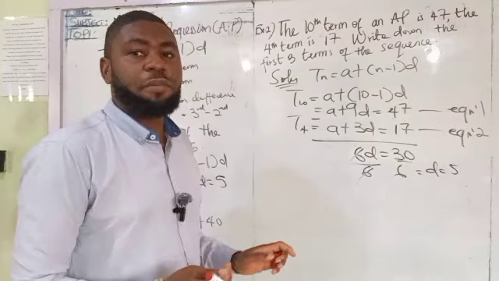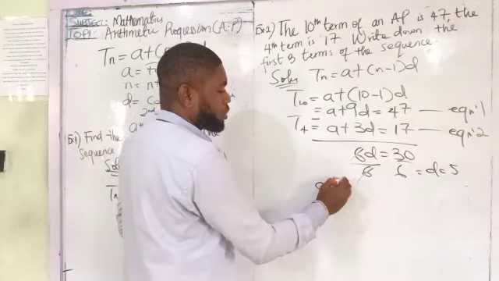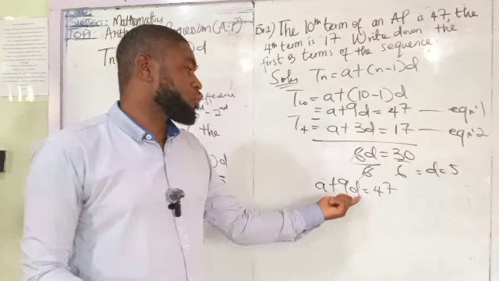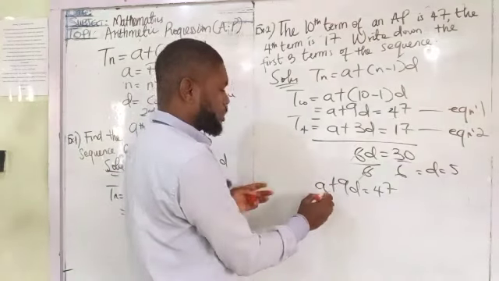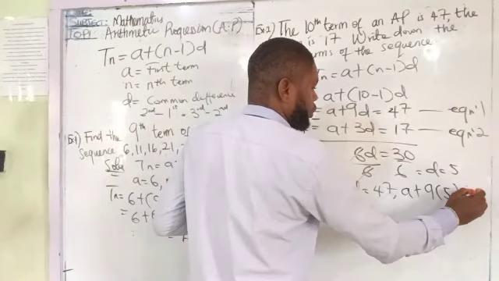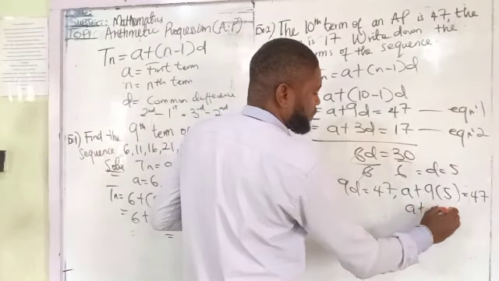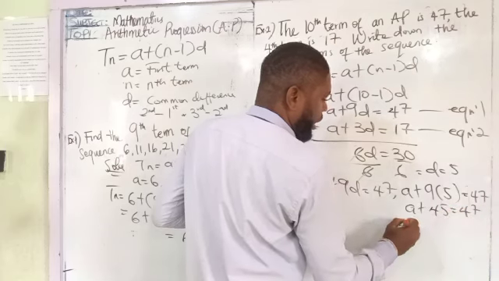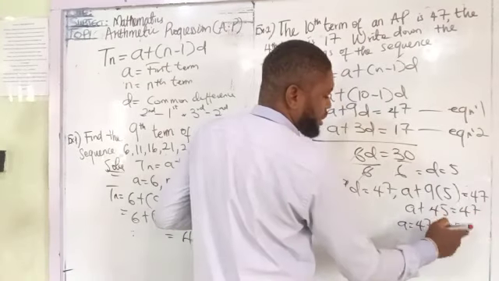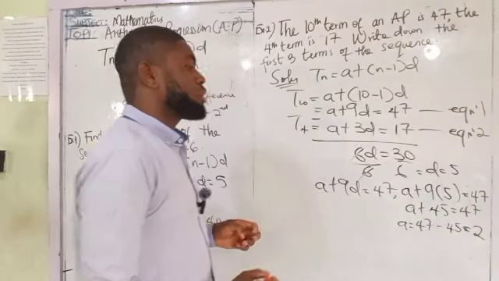The next thing is to find my first term. To get my first term, I will bring out equation 1 and substitute D as 5. So I will have A plus 9 times 5 equals 47. If I expand this, I will have A plus 45 equals 47. My A becomes 47 minus 45. Subtracting 45 on both sides, A equals 2. So my first term is 2.